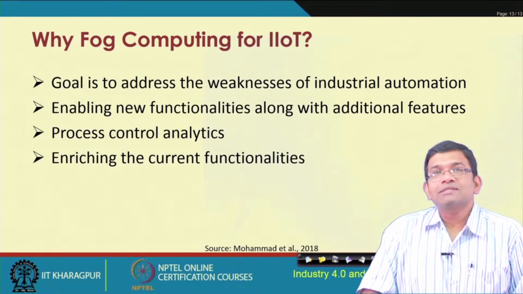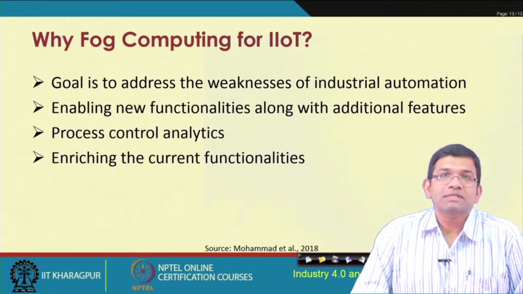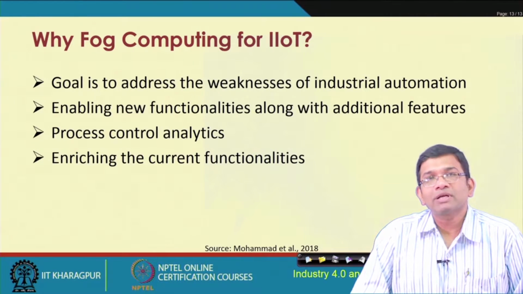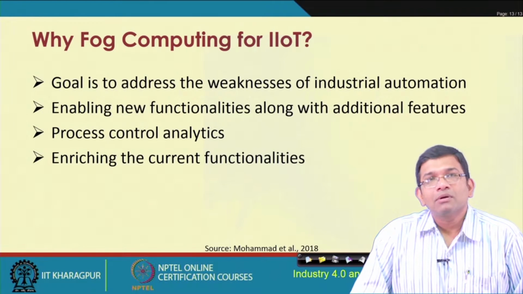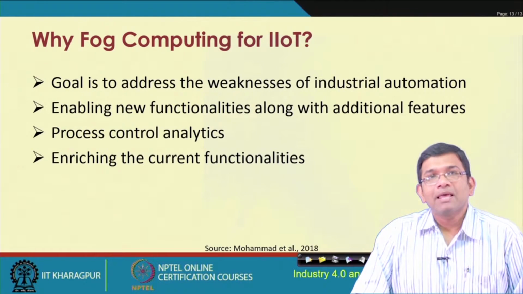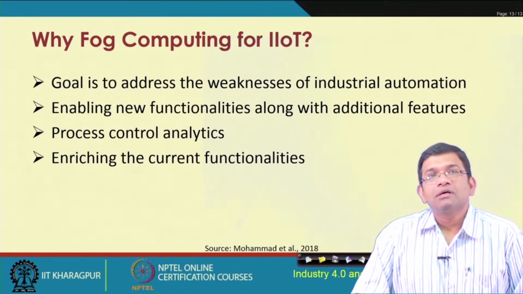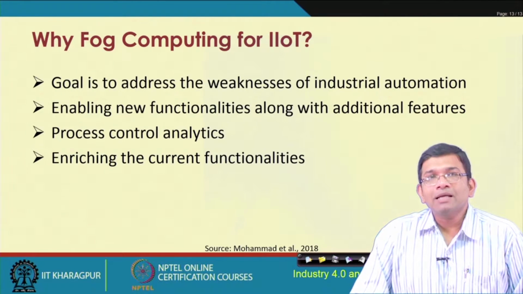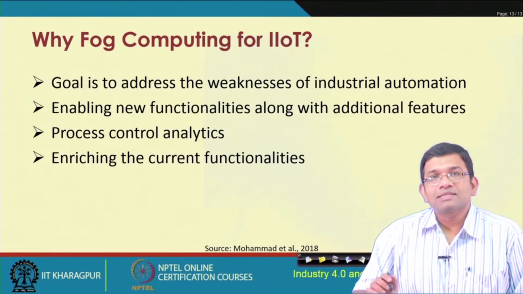So, the goal is to address the weaknesses of industrial automation that have been there, and that is why this new technology, called fog computing, will help in this regard. So, why fog computing? Taking care of existing weaknesses of industrial automation and cloud based solutions, enabling newer functionalities to be implemented along with additional features, also enabling real time efficient process control mechanisms with the help of improved, faster analytics, and enriching the existing functionalities overall.